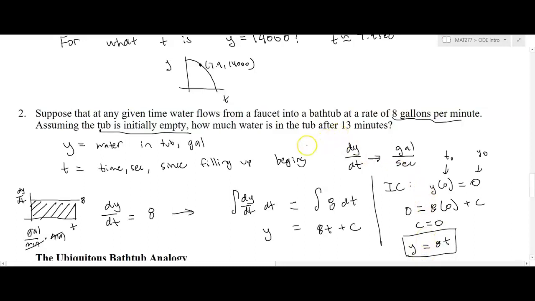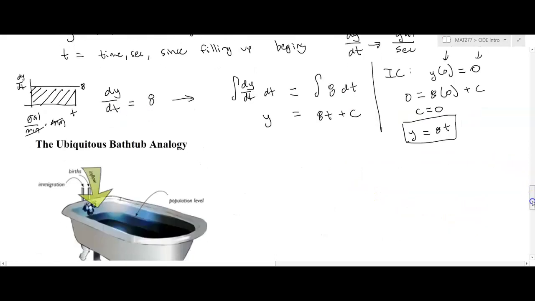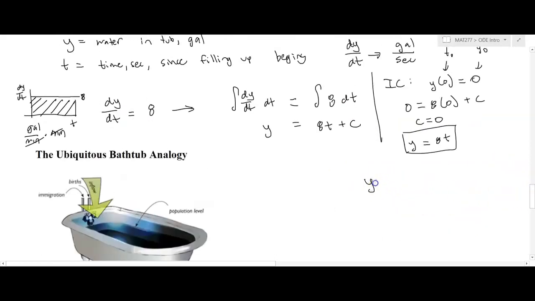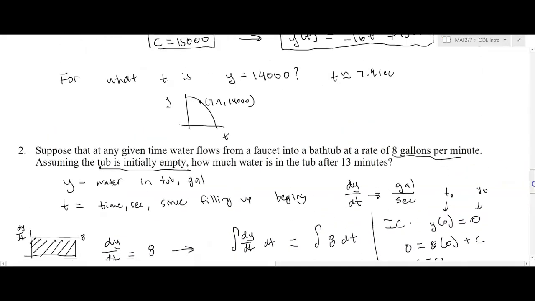All right, now we can answer this question. How much water is in the tub after 13 minutes? That's going to be answering the question, what is y of 13? We could also write this as y of t. So y of 13 is going to be 8 times 13, which is 26, 52, 104, I believe, 104 gallons. And you probably could have just figured that out without doing any calculus.